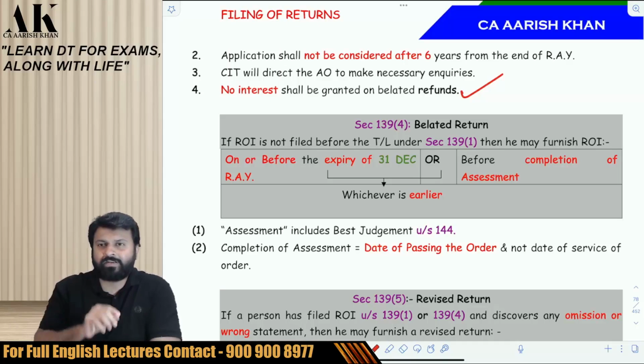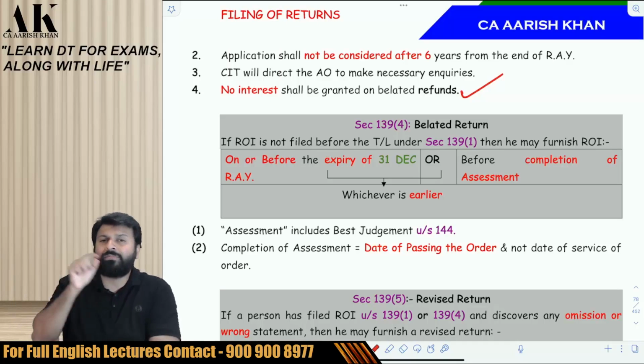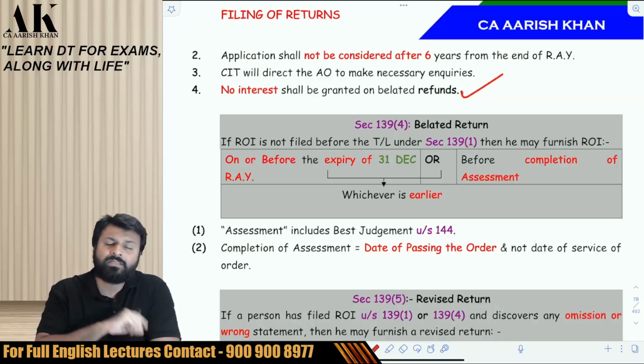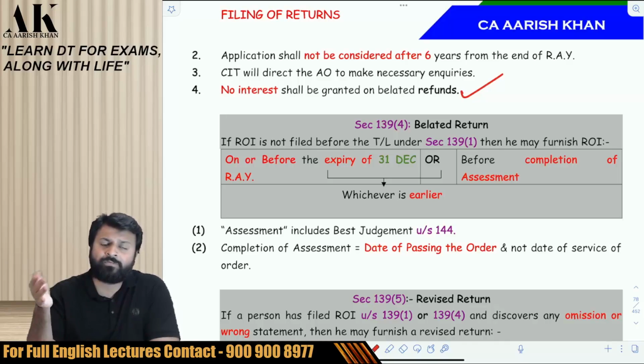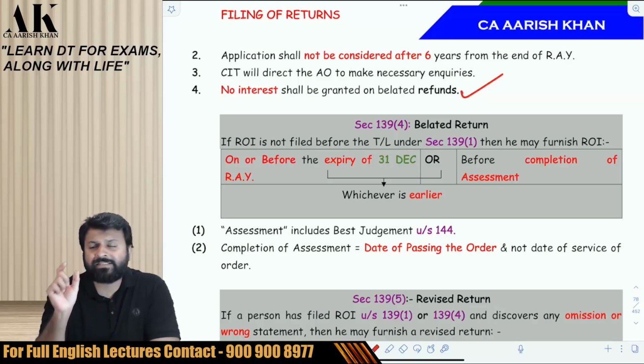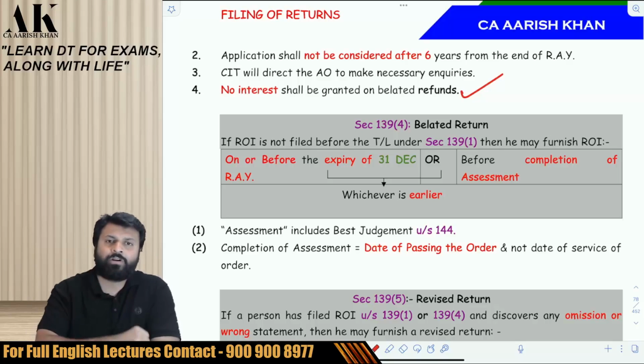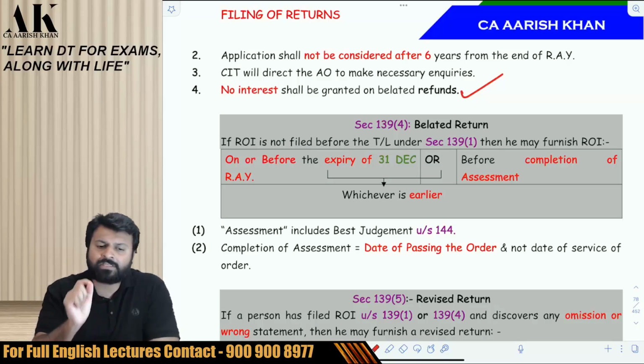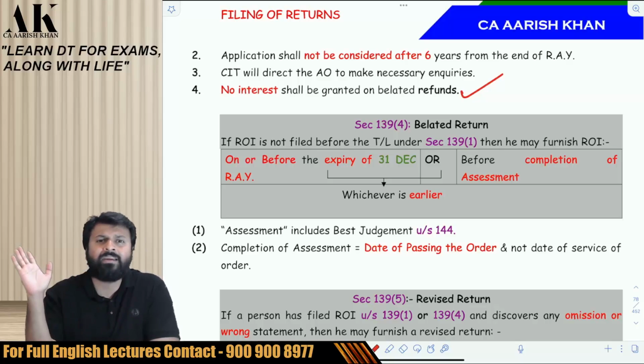There are two dates: by 31st December or before completion of assessment, whichever is earlier. Which assessment is getting completed even before filing the return? Only one assessment is possible even before filing the return, and that is best judgment assessment. Completion of assessment means the date of passing the order by the assessing officer.